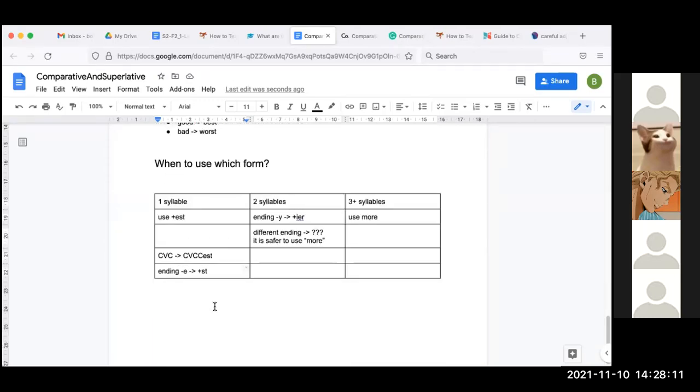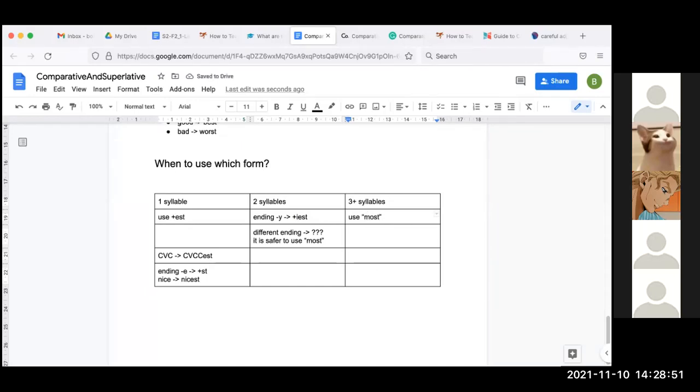Like nice, nicest. Two syllables ending in Y, we add IEST. Happy, happiest. And if it's a different ending, we don't know; we have to look it up in a dictionary, or the safest is to use most. And if we have three syllables, use most. That's simple. Most.